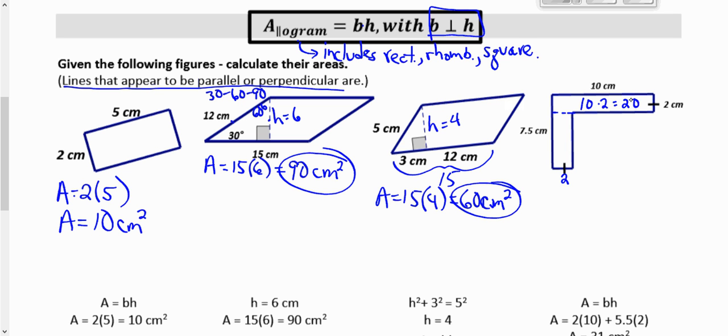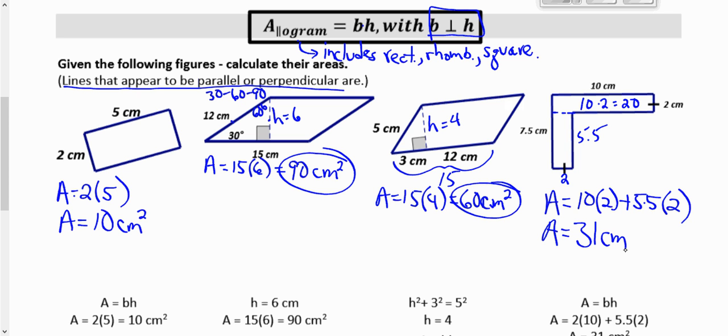Okay, now it's not 7.5 anymore. What's the height of this? Yeah, there you go. So our area will be 10 times 2 plus 5.5 times 2, which equals what? I think it's 31. Oh, that is 11. Yeah, right.